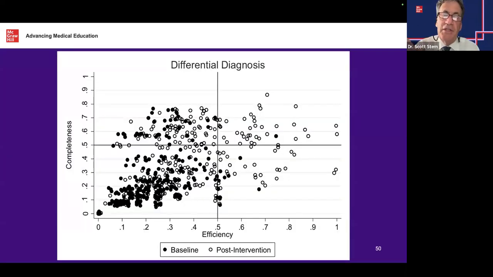We also looked at the accuracy of their differential diagnosis, and we defined that in 2 ways. How complete was their differential diagnosis, and how efficient? So you could be very complete by listing 100 possible differential diagnoses. That's not so great. You'd also like it to be efficient and targeted. Now, the black circles are baseline. As you can see, most of the students were less than 50% complete and less than 50% efficient before they were trained. And as they got trained, you can definitely see there's a trend towards more efficient and more complete differential diagnoses.